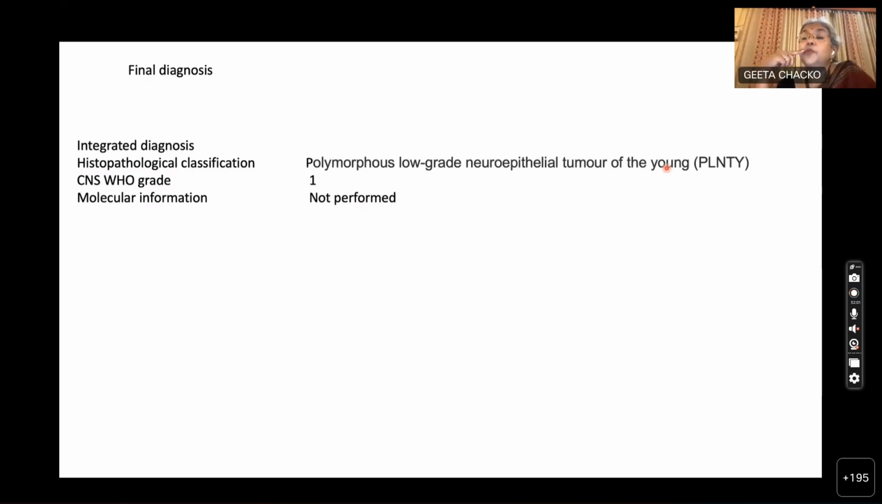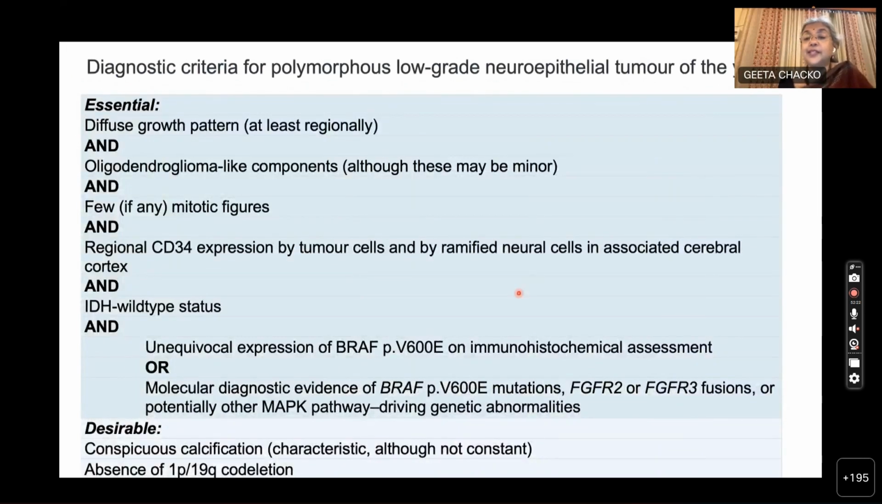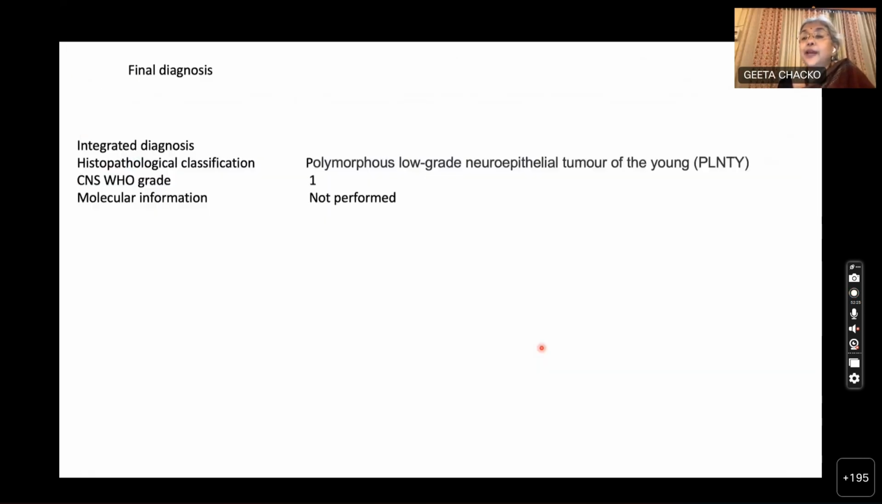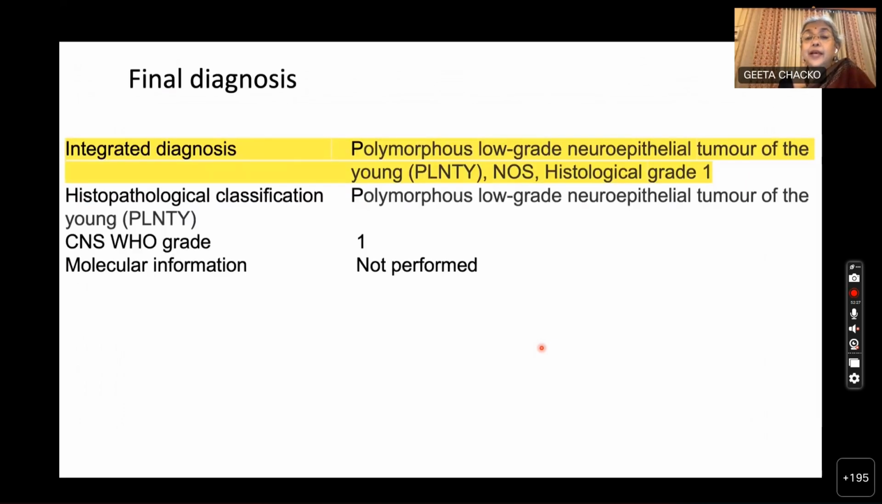Okay. Would you say NOS or not? We will say NOS. Why? Because it's not specified. No, we have not done the molecular. Exactly. We have not done the molecular workup, which is an essential criterion for diagnosis, and therefore we have to call it a NOS. And in that situation, it does not become a CNS grade, but just a histological grade of 1. This is what Dr. Vani told you all at her session, and I want to emphasize this.